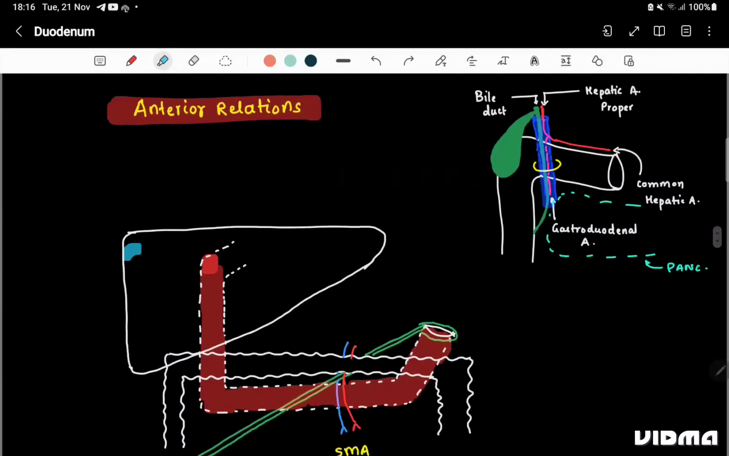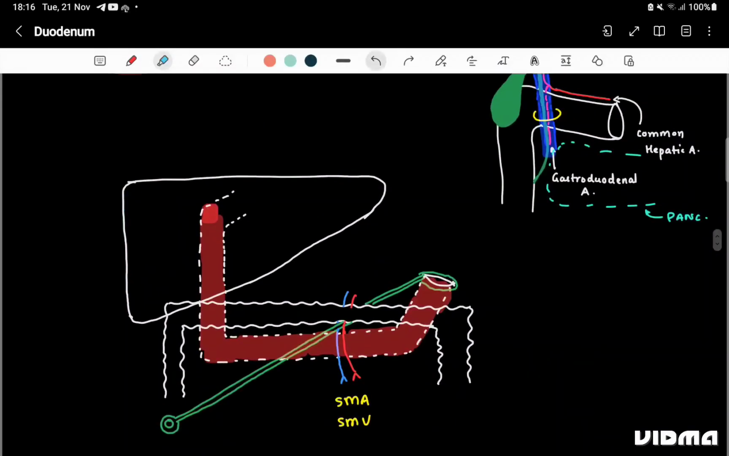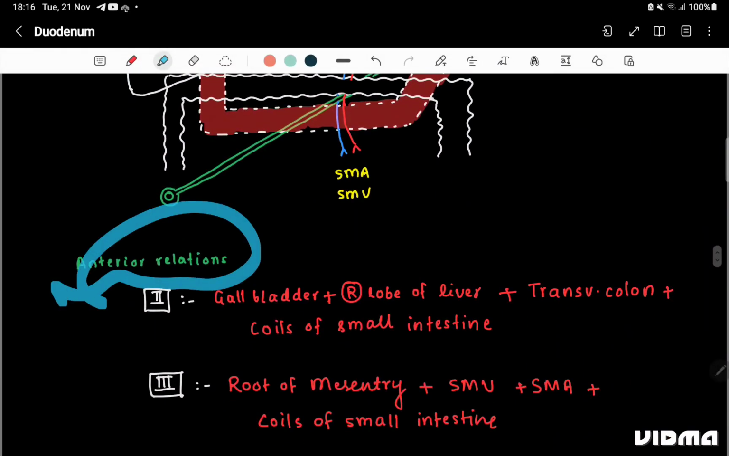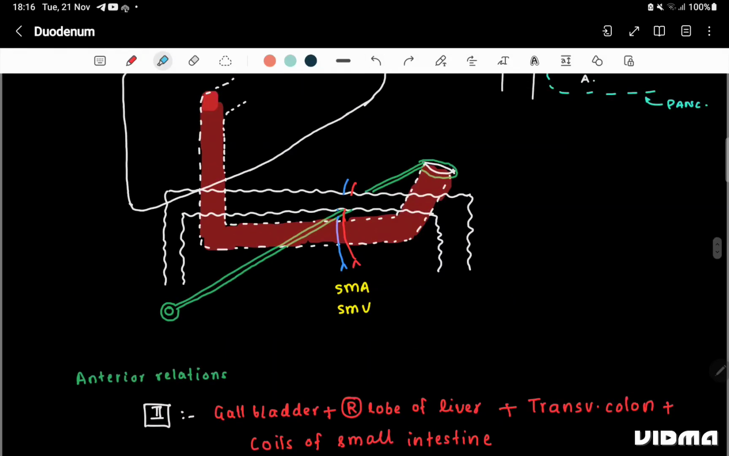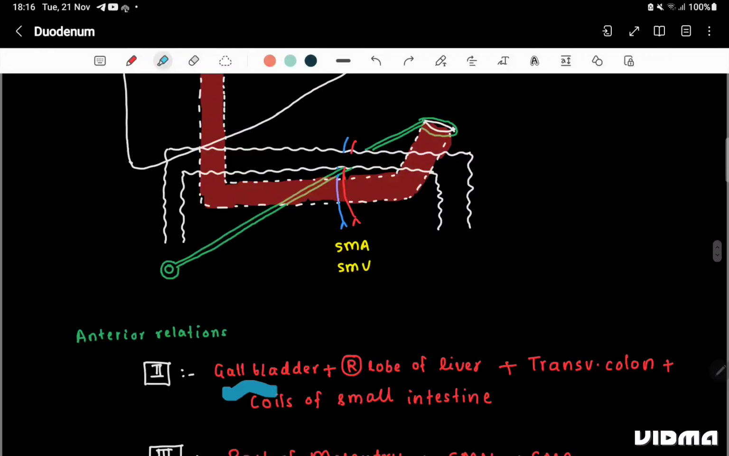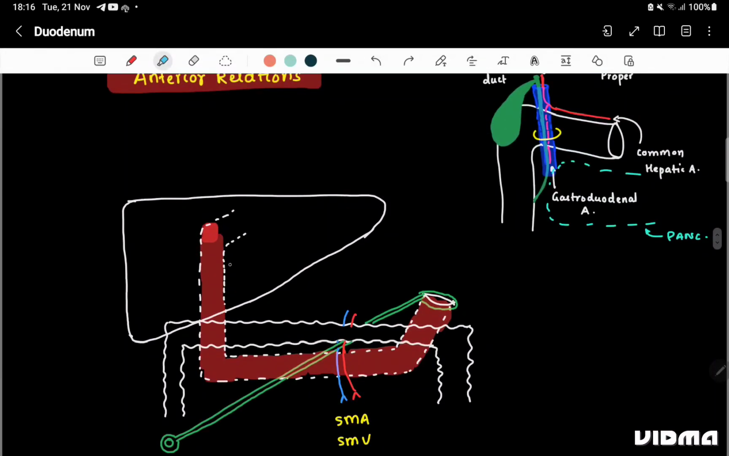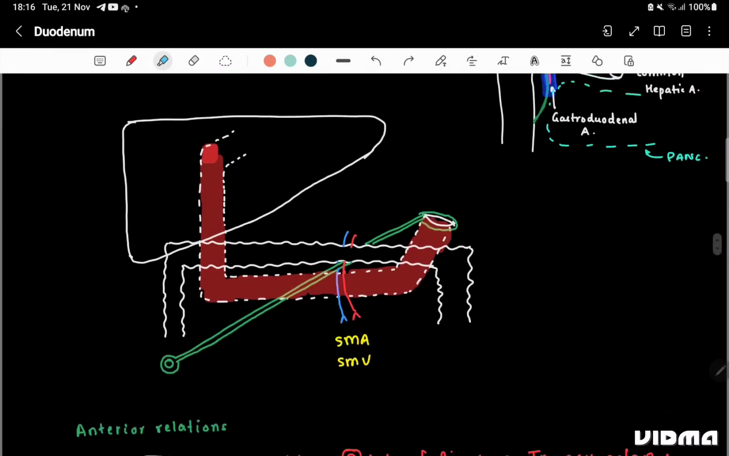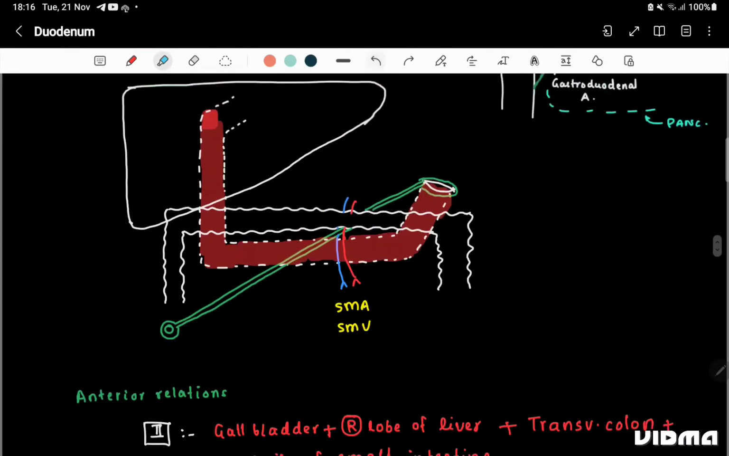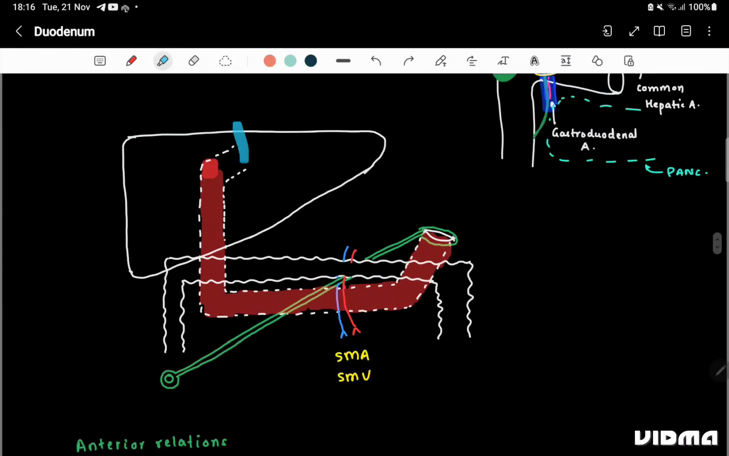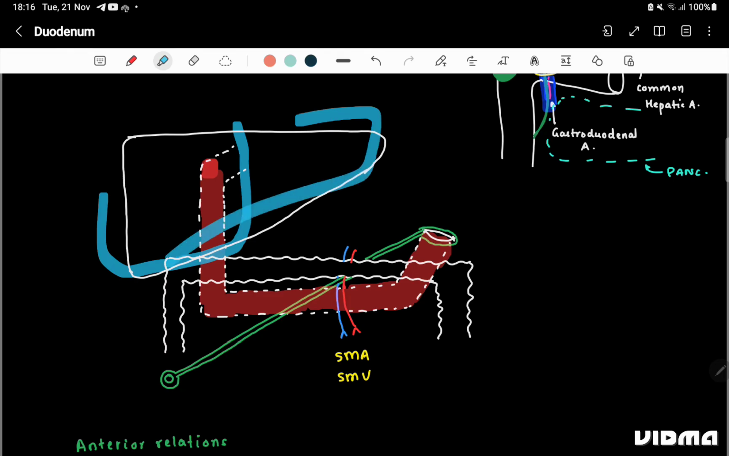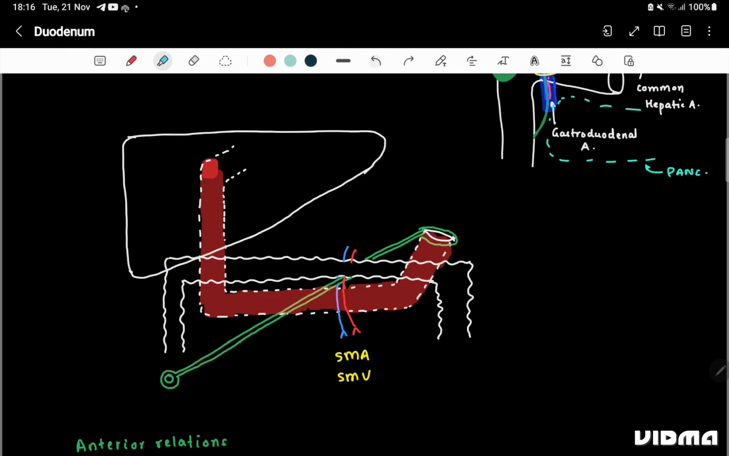After this, let's discuss the anterior relations straight on. Let's observe the second part. This is the second part. What are the anterior relations? You can say gallbladder, because the gallbladder is lying somewhere here. And the right lobe of the liver, this is the right lobe of the liver.